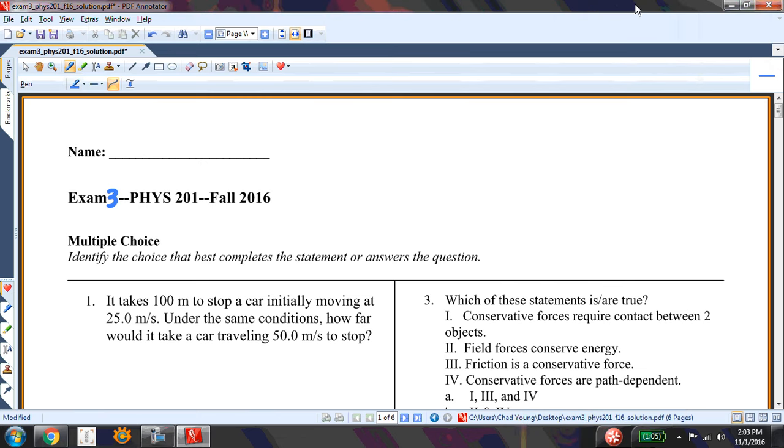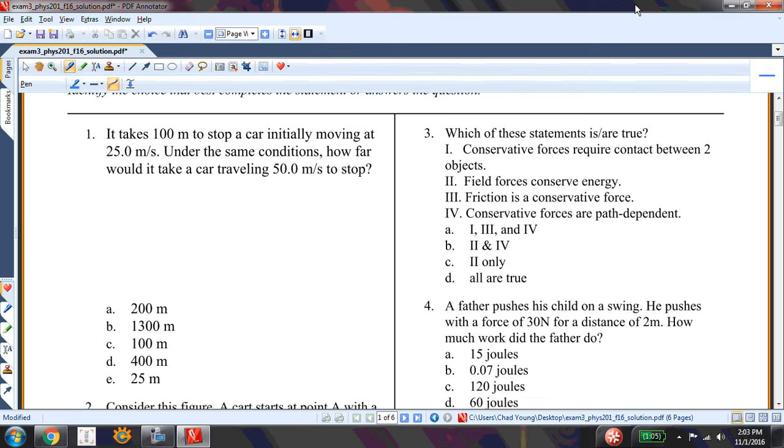Okay, this is exam 3 for Physics 201, Fall 2016. The first problem we have here: it takes 100 meters to stop a car initially moving at 25 meters per second. Under the same conditions, how far would it take a car traveling 50 meters per second to stop?